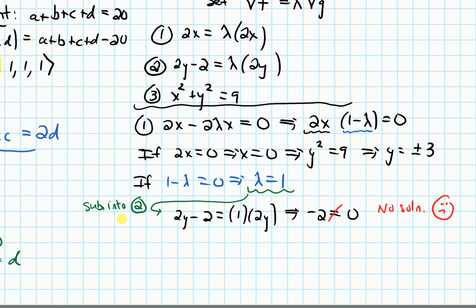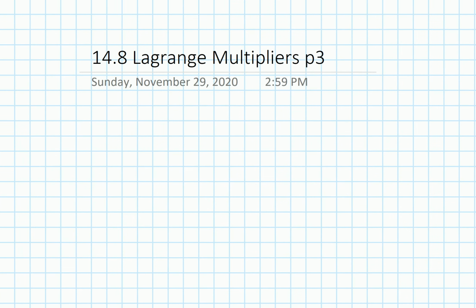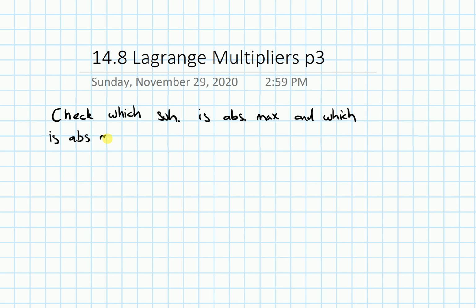Okay, but that's actually not terrible, because in terms of how much work we have to do, it's less to check now, and that's what our next step is going to be. It's going to be to check the points that we have so far. So we are ready to check which solution that we have is an absolute max and which is an absolute min by plugging the points, the solutions that we got, into the original function f.